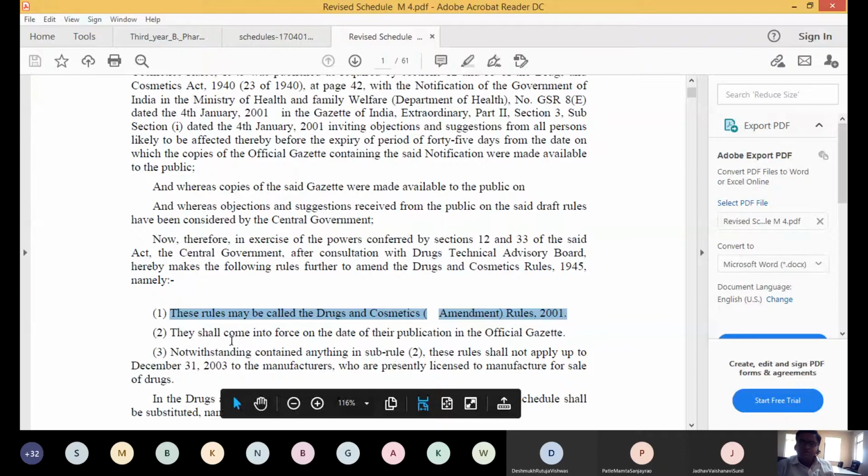Notwithstanding anything contained in sub-rule 2, these rules shall not apply up to December 31, 2003 to the manufacturers who are presently licensed to manufacture for sale of drugs.